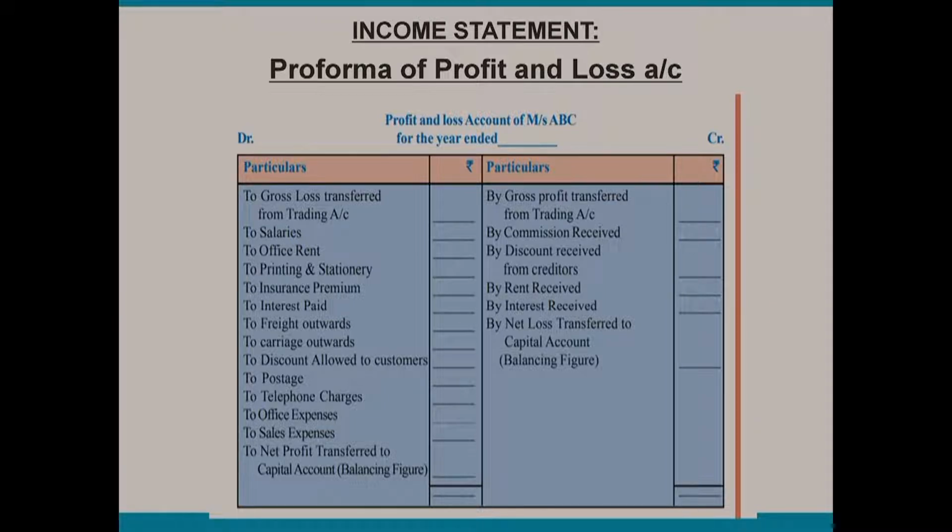And on this side you will be mentioning the revenue that is earned, if you've earned some commission, if you have received some discount, if you have received rent, interest. Then similarly, as in the previous slide, you will total both the sides, and wherever you get the balancing figure, if you get a balancing figure here, then that will be your net loss, and if you get a balancing figure here, it will be your net profit.